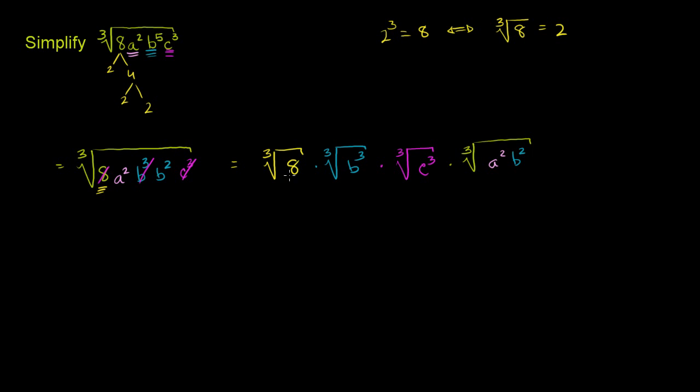Now, the cube root of 8 is 2. Cube root of b to the third is b. Let me do it in the same colors. It makes it more visually compelling. Cube root of c to the third is c. And then this you can't really simplify anymore. You could play around with it, but this is about as simplified as you can get for this cubic radical, or this cube root radical, or this third root, depending on how you view it. So times the cube root of a squared b squared. And we're done.